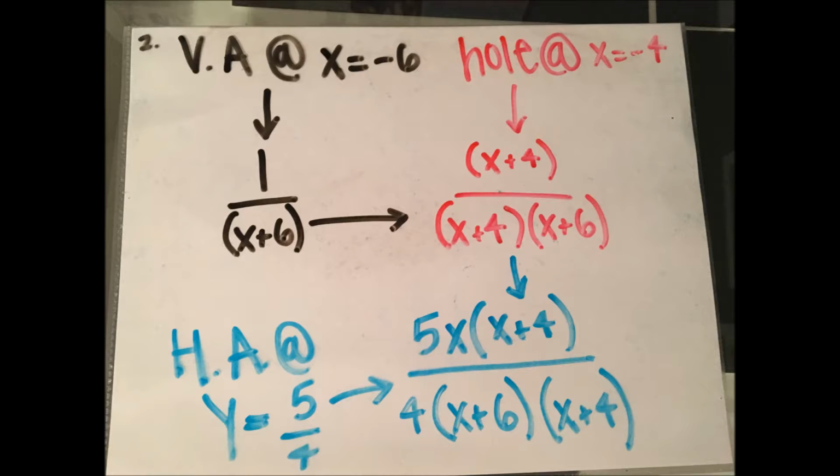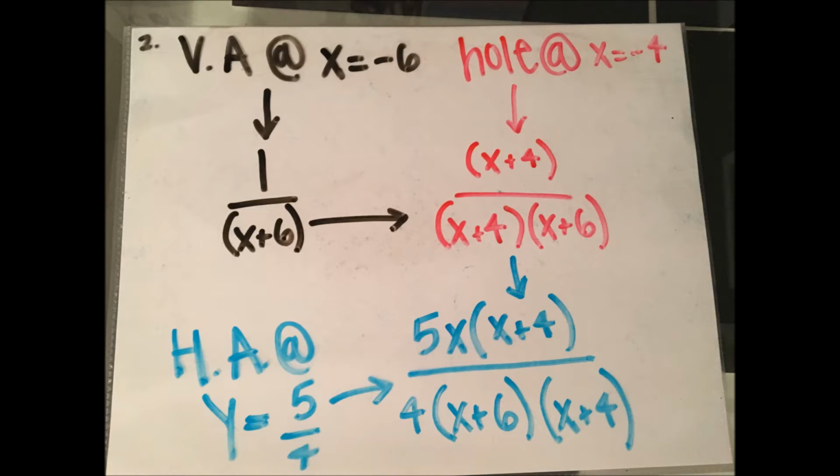meaning that there's a hole at x equals negative 4. Okay, so then finally, to find the horizontal asymptote at y equals 5/4, the easiest way to do that is by creating the same degree polynomial on the top and the bottom. Because if you have the same degree polynomial on the top and the bottom, you can just divide the coefficients of the highest degree terms by each other to get the horizontal asymptote.